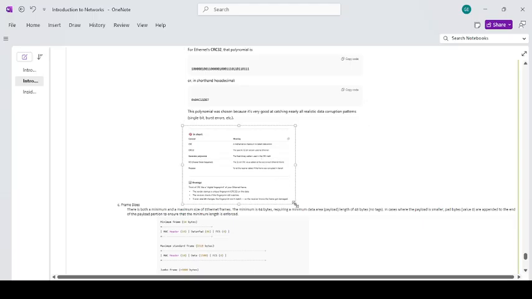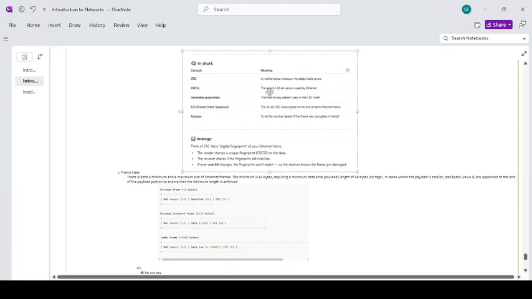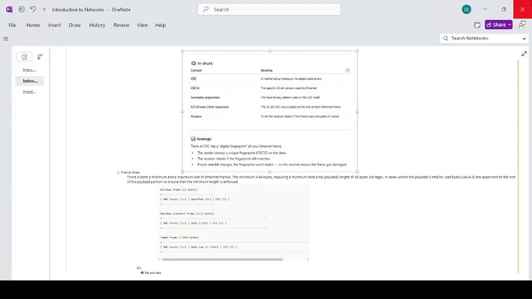This polynomial was chosen because it's very good at catching nearly all realistic data corruption patterns, single bit errors, burst errors, etc. So in short, CRC is a mathematical checksum to detect data errors. CRC-32, the specific 32-bit version used by Ethernet. Generator polynomial, the fixed binary pattern used in the CRC math. FCS, frame check sequence, the 32-bit CRC value added at the end of each Ethernet frame. Purpose, to let the receiver detect if the frame was corrupted in transit.